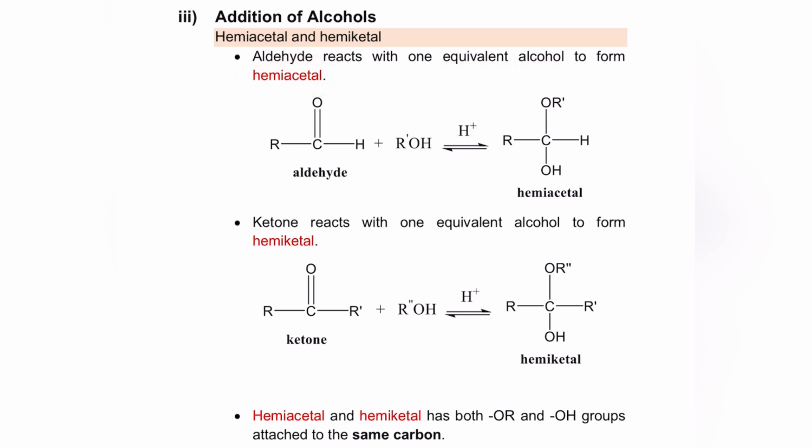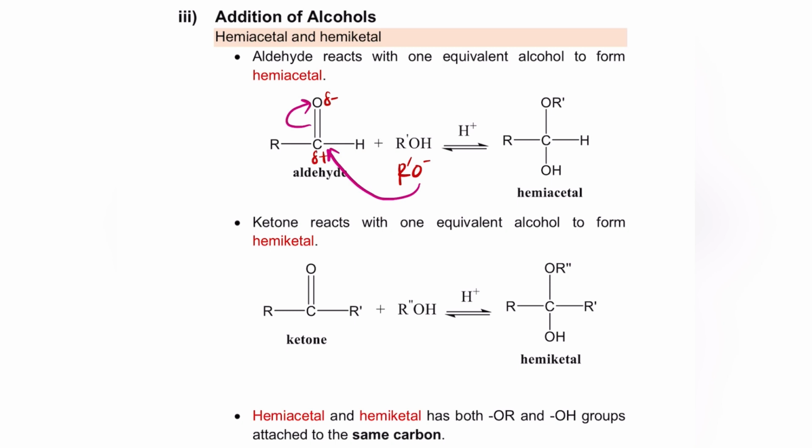So macam mana reaction ni berlaku? Kita tahu carbon dekat sini adalah partial positive. This is partial negative. So apa-apa nucleophile yang datang daripada awak punya reagent, dia akan attack dekat sini. Let's say this one, nucleophile yang datang adalah RO minus. So RO minus dekat sini, kita punya nucleophile, dia akan attack kita punya carbon. So bila dia attack kita punya carbon, this bond akan pergi kepada oksigen.